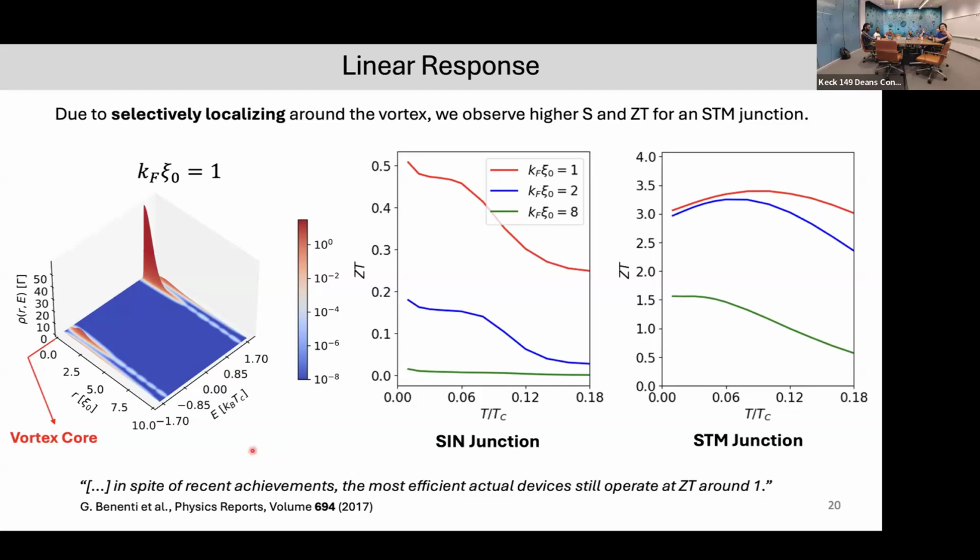And I'd just like to quote a statement from this review article on quantum thermoelectric devices, that in spite of recent achievements, the most efficient actual devices still operate at ZT around 1. And this is a major improvement over that. But I would just like to caution that this is a theoretical result. In practice, it might be lower, but still it is worthwhile to look into it.